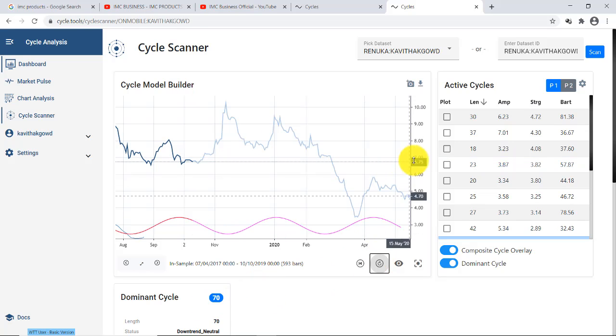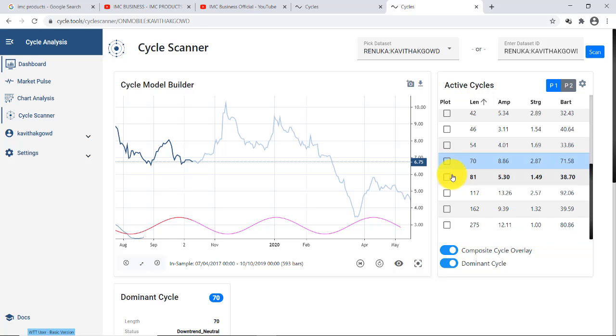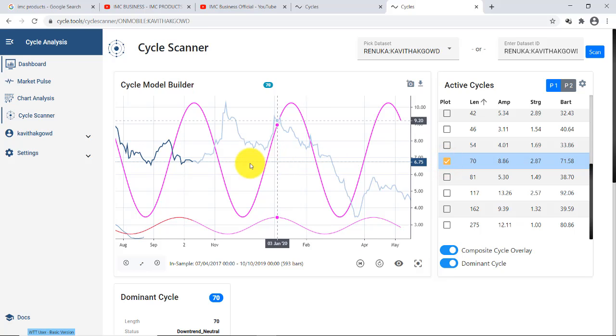See, the dominant cycle is 70. The price is here, that means it is peak, that is value 100, and the long term cycle here is minus 30. 100 minus 30 means 70, so 70 means it should reach high. See, that has happened.